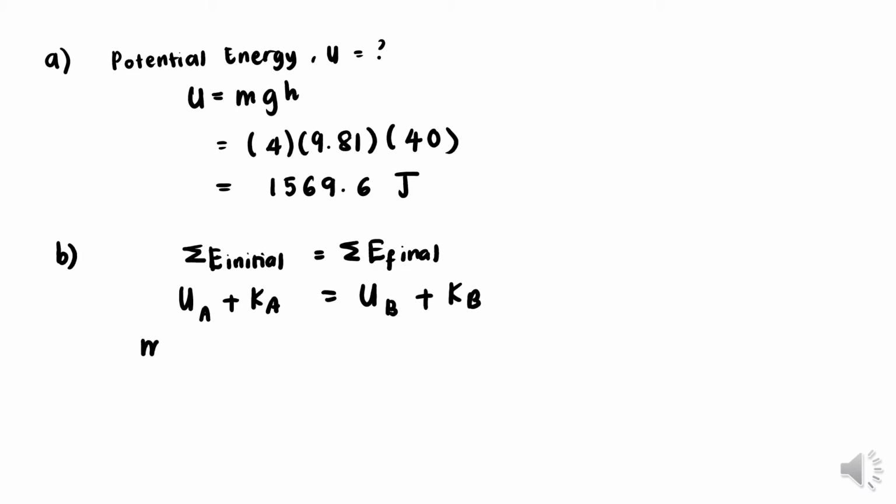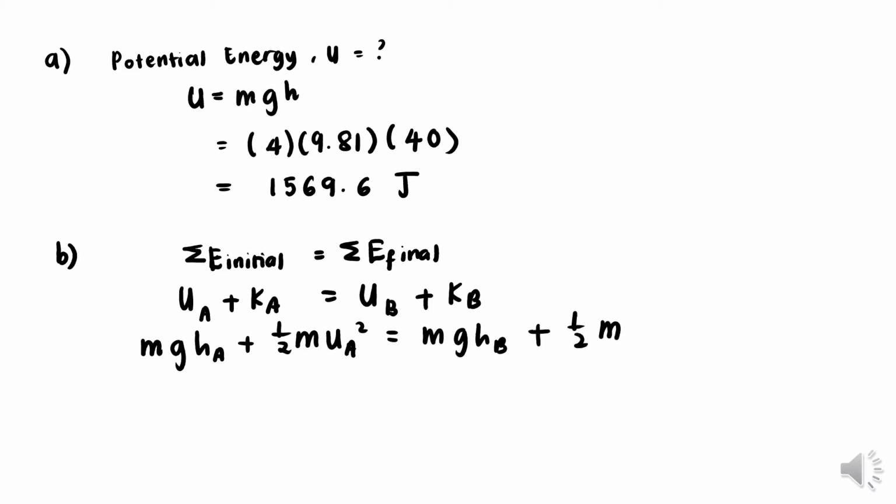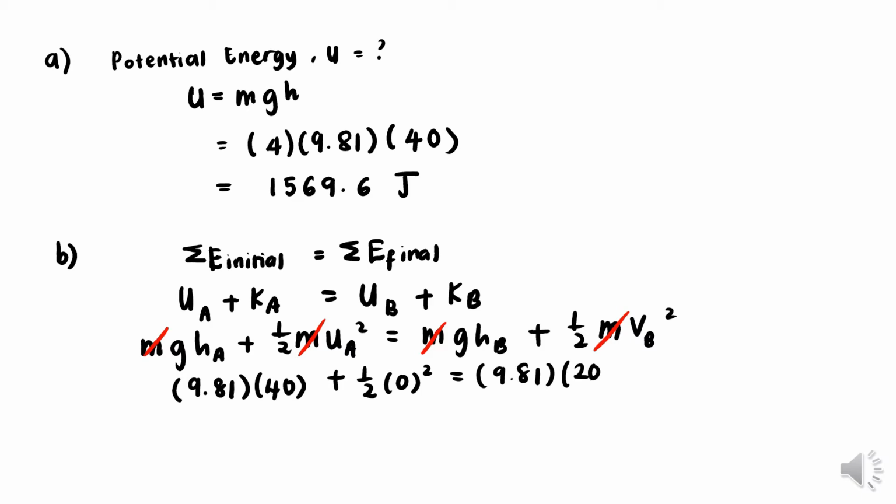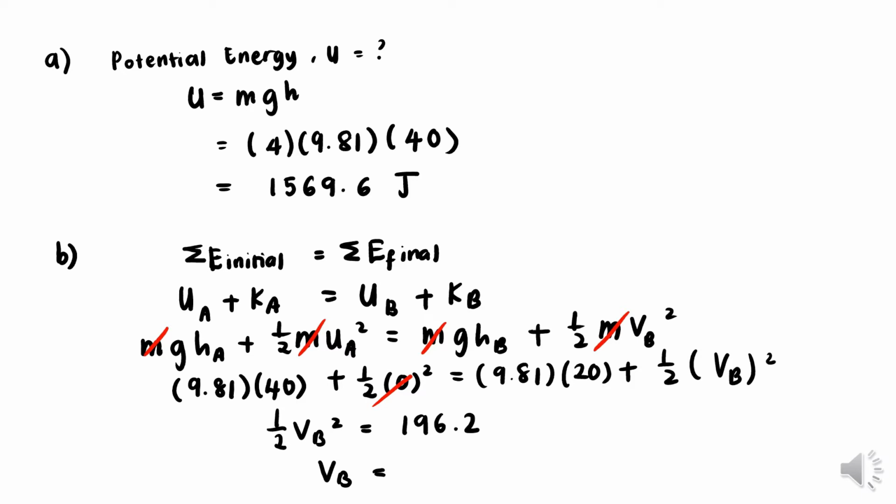For question B, it asks to find the speed as the sphere passes point B. So we need to apply conservation of energy: E initial equal to E final. Point A is the initial point and point B is the final point. We need to check our potential and kinetic energy at each point. Substitute all the information given and we get the final speed to be 19.81 meter per second.